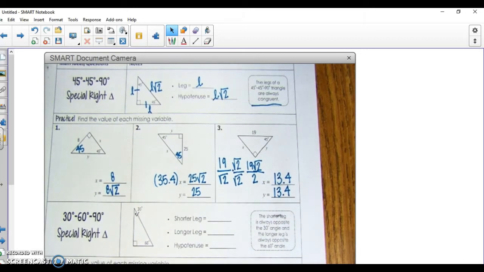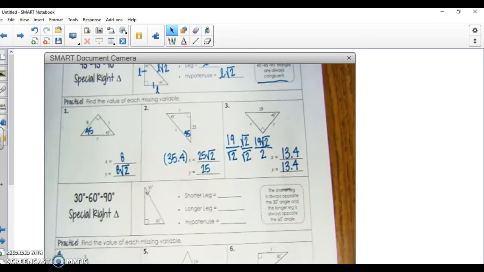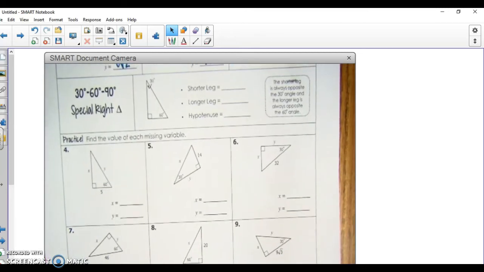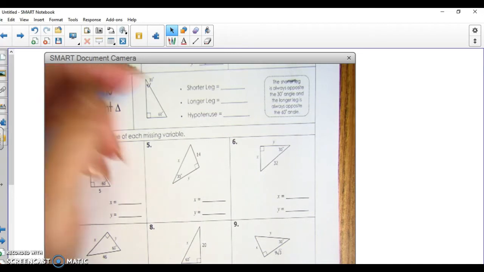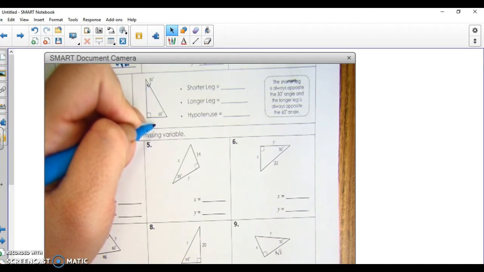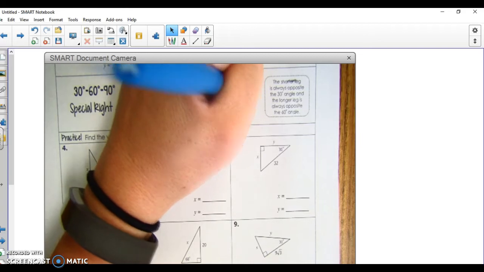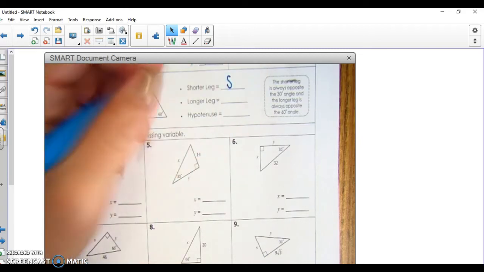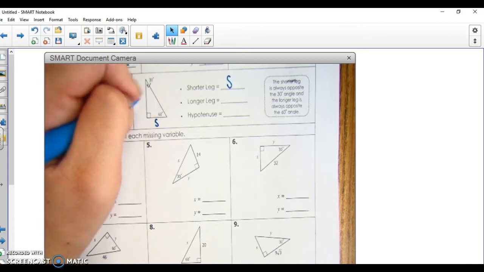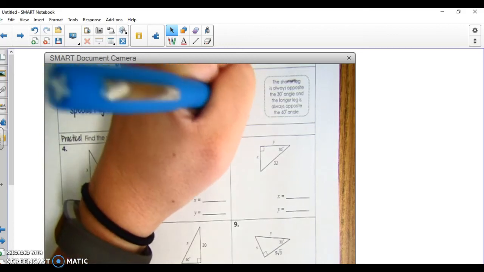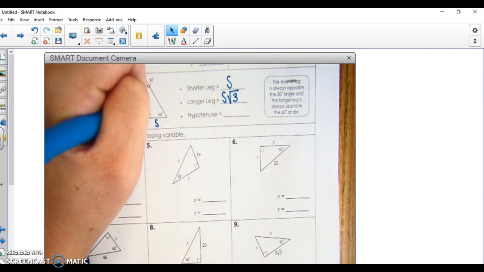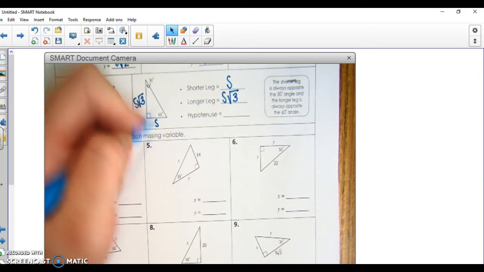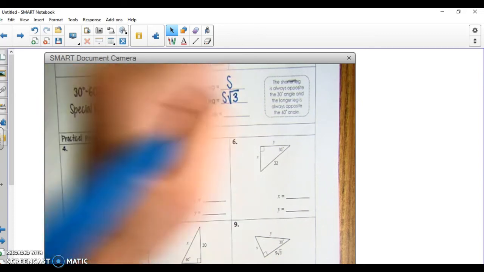All right, then we have a 30, 60, 90 triangle. So these are going to be a little bit different, but still just some rules that you need to know. So when we have a 30, 60, 90, our shorter side is always going to be opposite the 30-degree angle. We're just going to call that S. All right, so this is S. Our longer leg is going to be S times the square root of 3. And our hypotenuse is always going to be 2 times S.